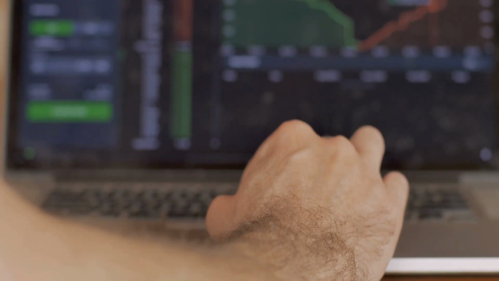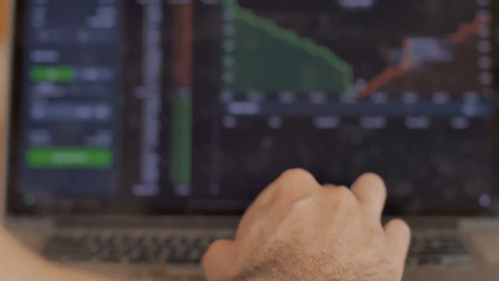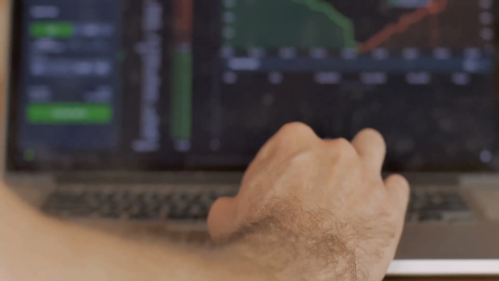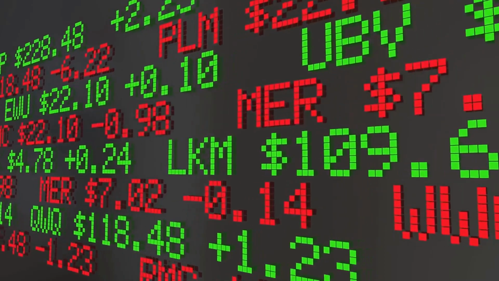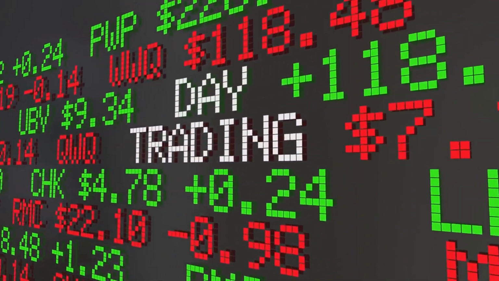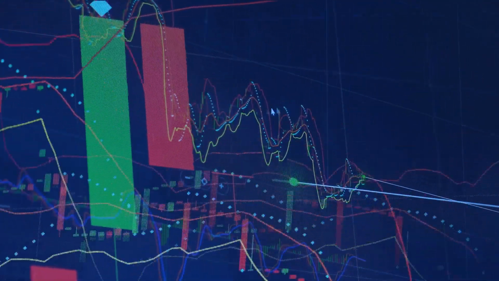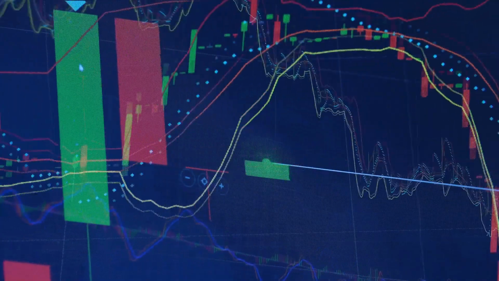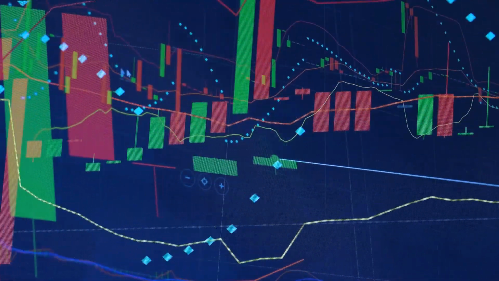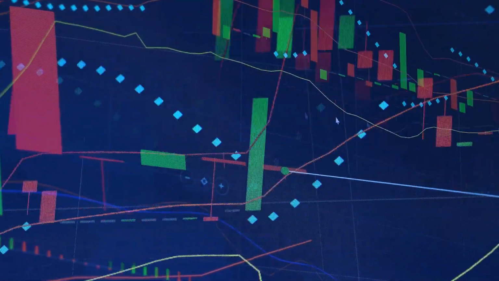Imagine buying a currency when it's low, waiting for its value to increase, and then selling it for a profit. That's the basic principle. But like any trading field, there are risks involved. Currency values can fluctuate rapidly due to a range of factors, from political events to economic reports. That's why it's crucial to have a firm grasp on the mechanics of currency trading and the strategies used by successful traders.